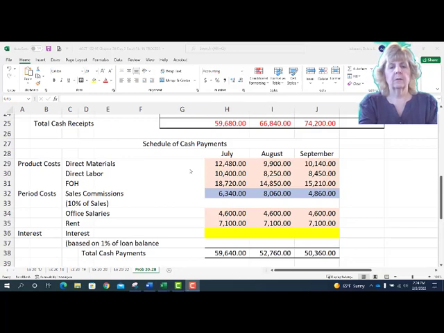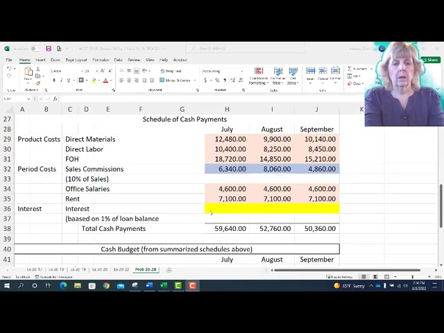Looking at the schedule of cash payments here, everything in this problem was given except for the sales commission, which was computed at 10% of sales, as well as the interest payment on the loan balance that you'll see here in yellow. I left that line item open so that we could calculate it together.